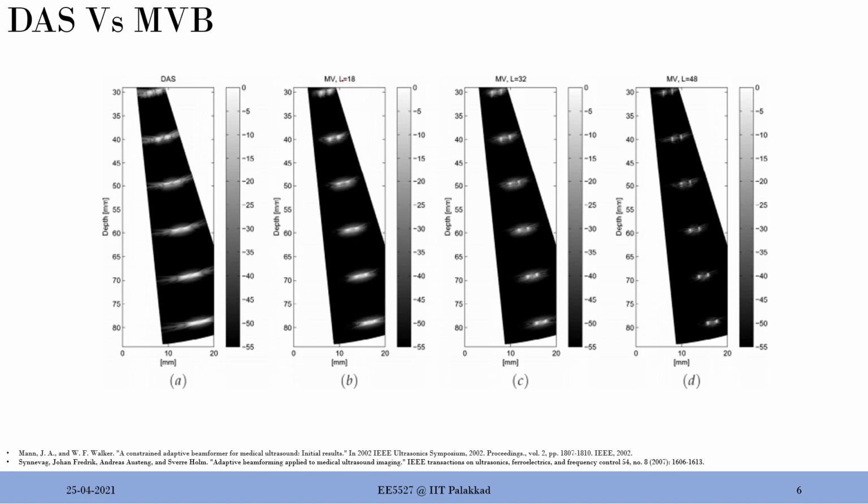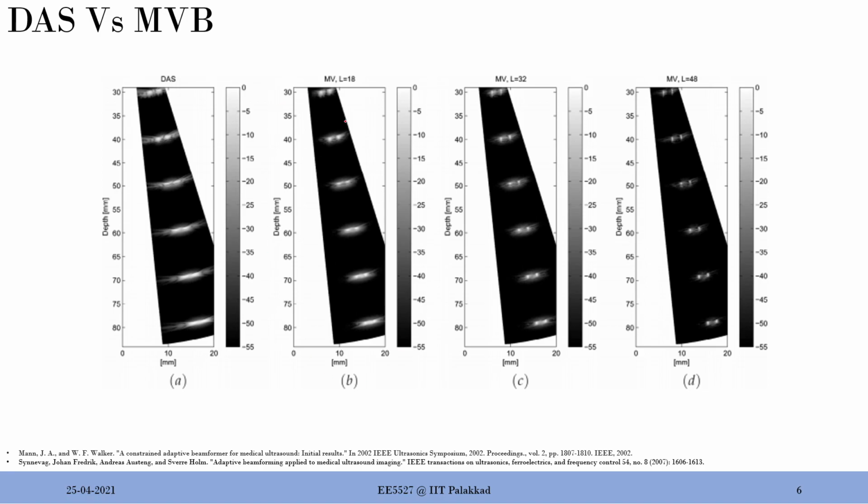So subaperture length of 18, that means 18 transducers are considered together. So something like 1 to 19, then 2 to 20, 3 to 21. So each time you calculate the covariance matrix, then add them together and then put in that expression, find the weights and then find the pixel values. So that's the way we go ahead, right?